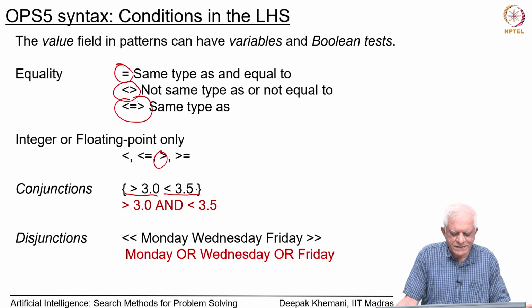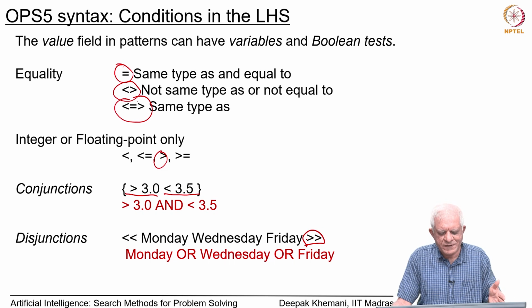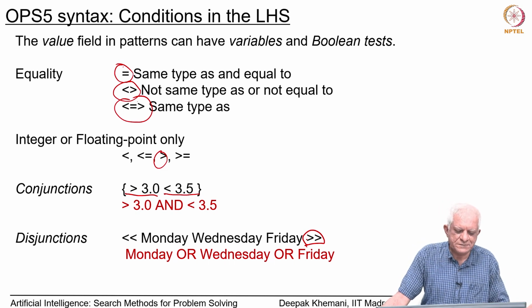It can be expressed as this thing within two angular brackets essentially. So, this is a disjunction: either Monday, which means that if the working memory element has a Monday, it will match, or if it has a Tuesday, it will not match, or if it has a Wednesday, it will match, and so on. So, it is a disjunction. We can have conjunctions, disjunctions, comparison, type checking.